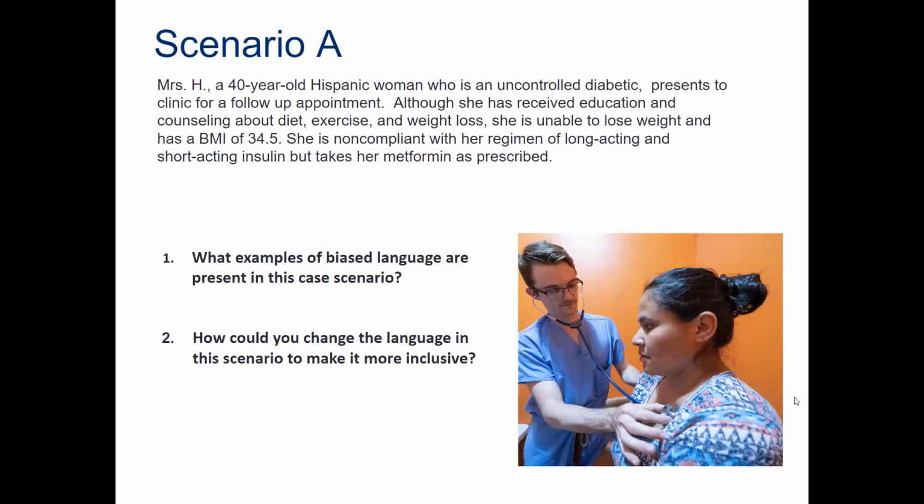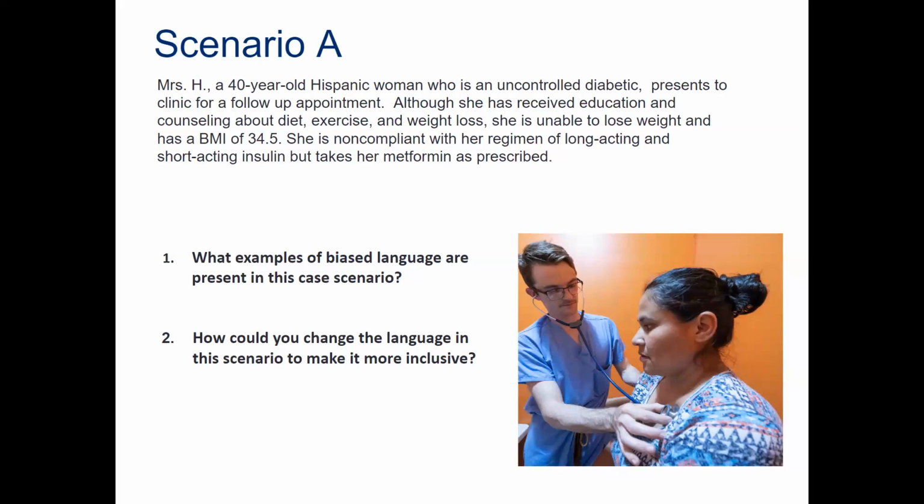First case scenario, Mrs. H, a 40-year-old Hispanic woman who is an uncontrolled diabetic, presents to clinic for a follow-up appointment. Although she has received education and counseling about diet, exercise, and weight loss, she is unable to lose weight and has a BMI of 34.5. She is non-compliant with her regimen of long-acting and short-acting insulin, but takes her metformin as prescribed.